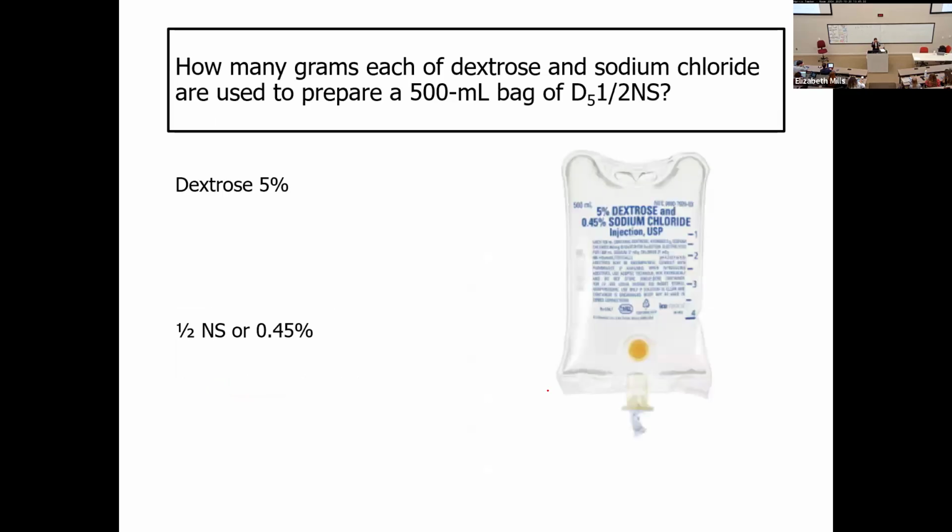Here's another one we're going to practice. I didn't give you the setup for it on this one. How many grams each of dextrose and sodium chloride are used to prepare a half liter or 500 milliliter bag of D5 1/2 normal saline?